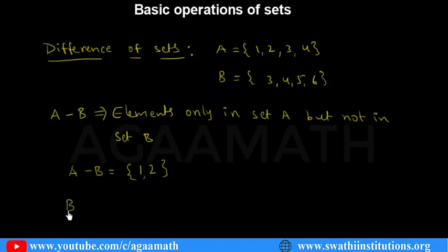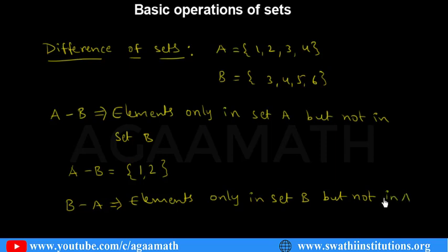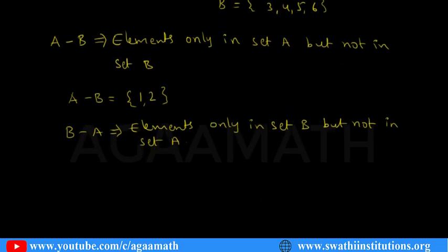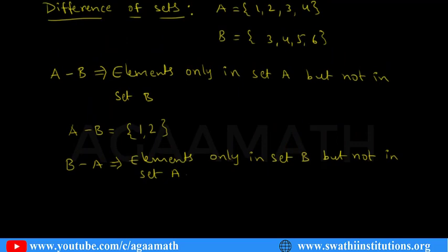If they ask what B minus A is, in this case, it is elements only in B but not in A. A minus B means elements only in A but not in B. B minus A means elements only in set B but not in set A. Not in set A means the elements are to be present only in B here.